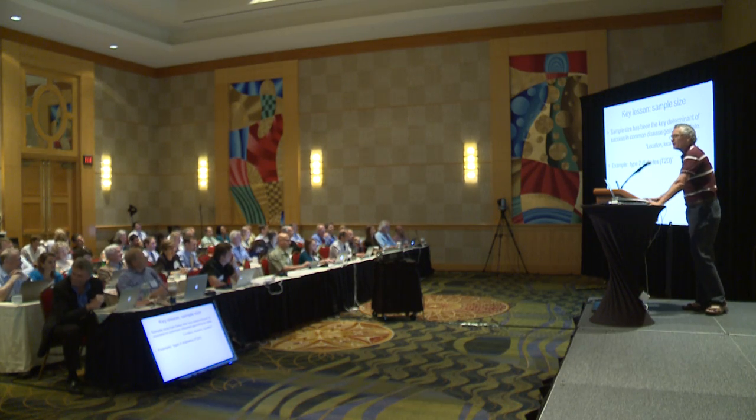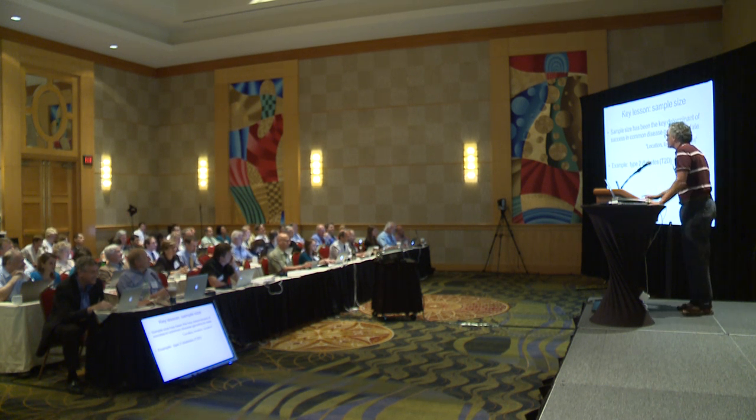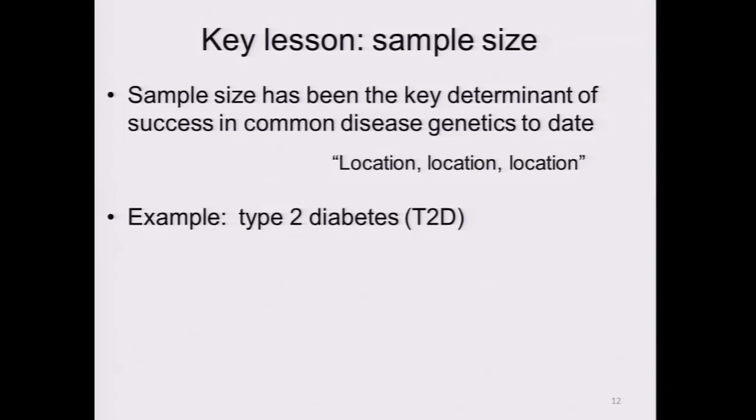So it's always worthwhile to think about what we've learned so far. And in, as I say, sort of 20 years of doing common human disease, the key lesson from my perspective is sample size. As in real estate, where location, location, and location are the three most important things, well, sample size and sample size and sample size are really important when it comes to complex diseases. That's not to say you should do a terribly designed big study, but that sample size is really important.